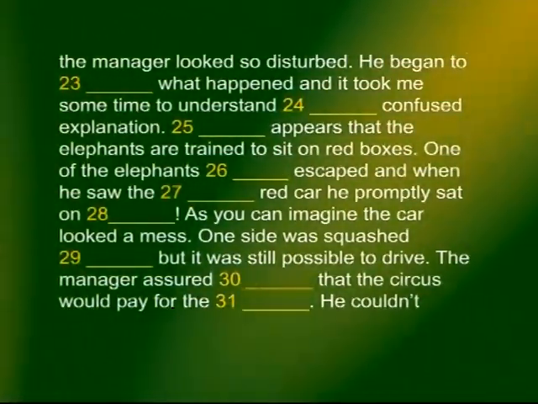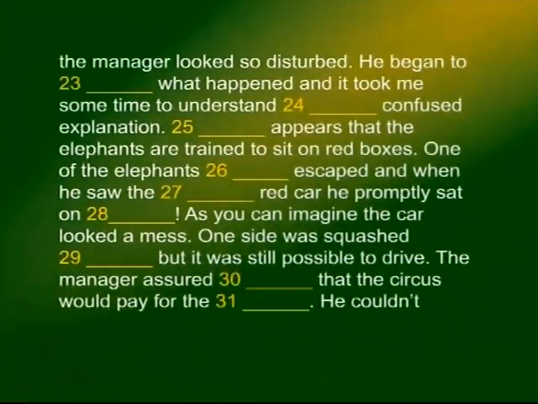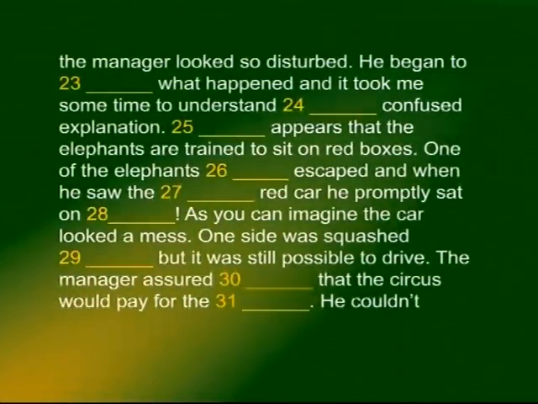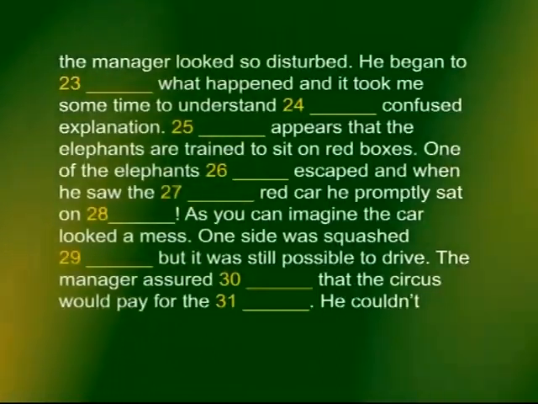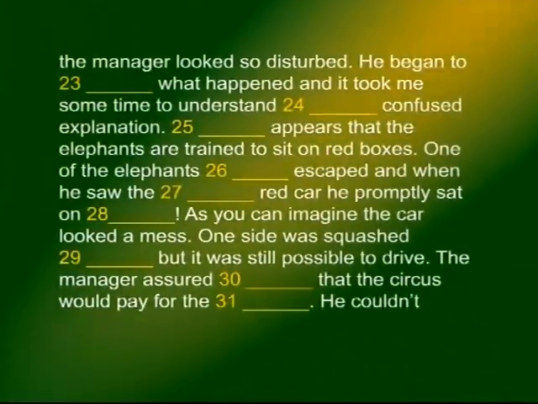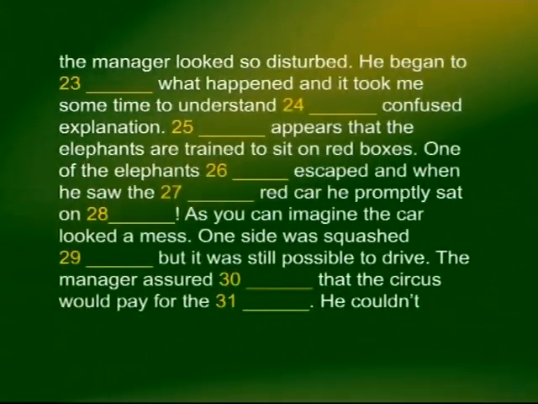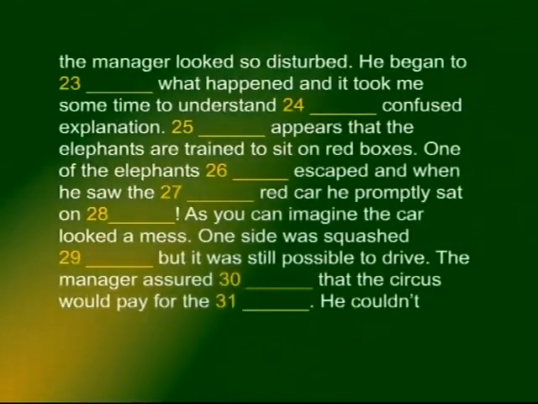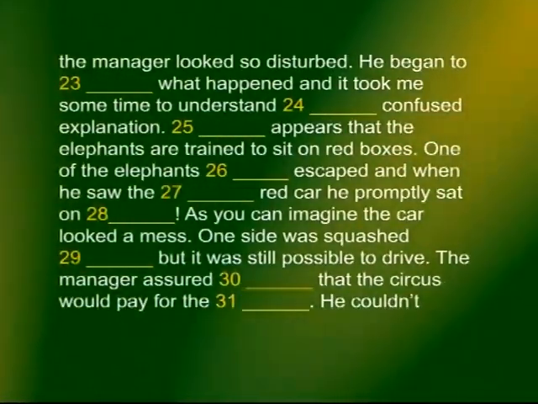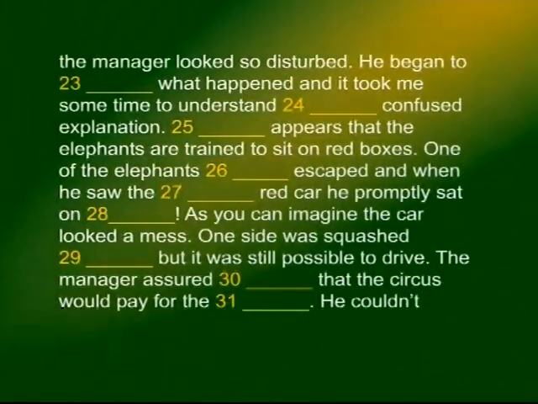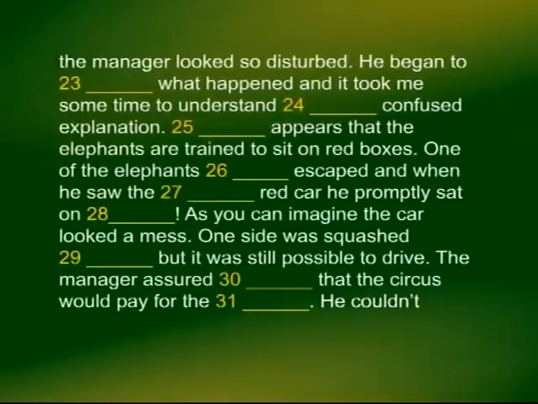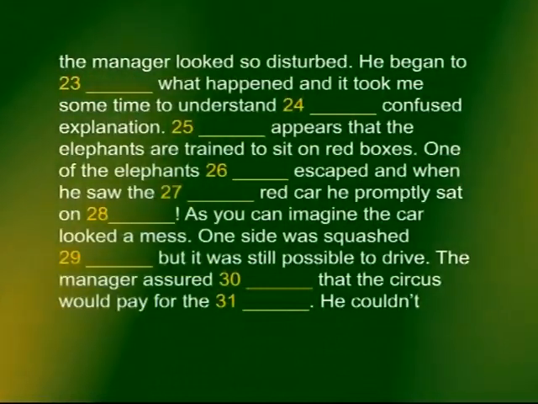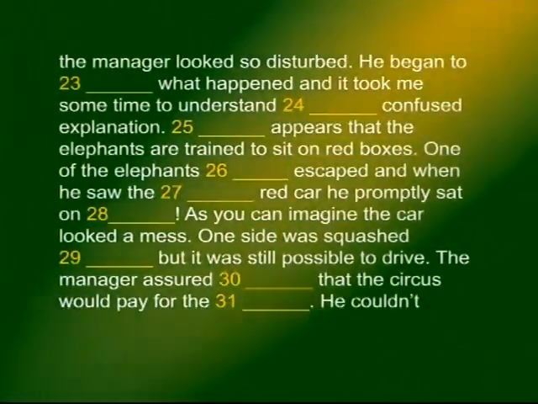Now gap number 25. Again, it's at the beginning of the sentence. "Appears that the elephants are trained to sit on red boxes." You can have only one word, and that is "it". It appears that the elephants are trained to sit on red boxes. One of the elephants escaped, and when he saw the red car, he promptly sat on. So one of the elephants had escaped. The next, you just need an auxiliary verb, "had escaped", and it's past tense, so it has to be "had".